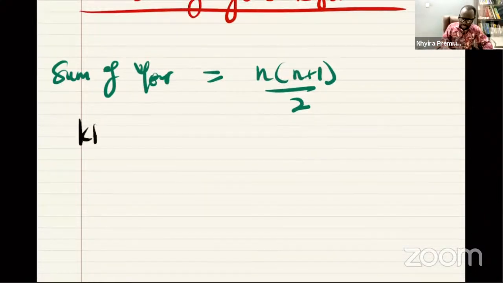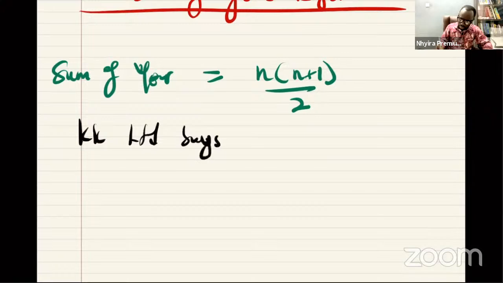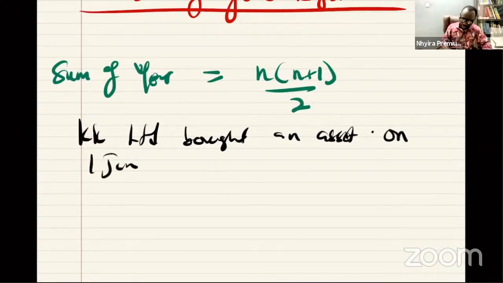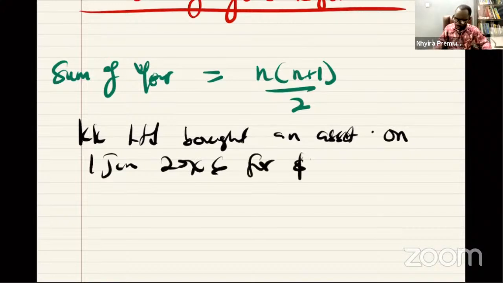So let's say that KK Limited bought an asset on 1st June 20x6 for $20,000.